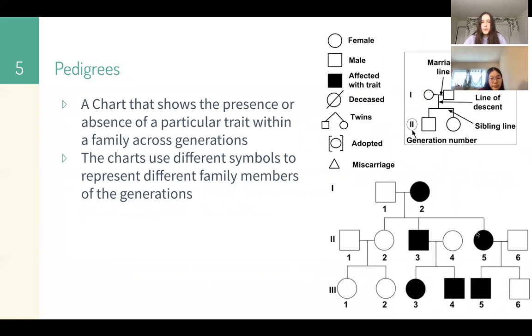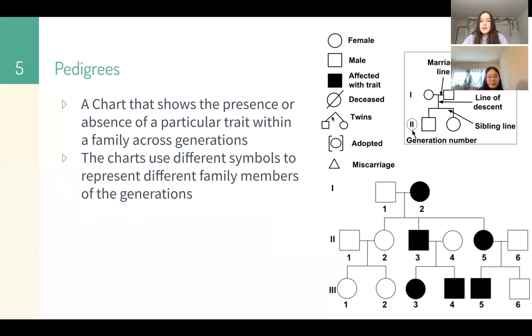Okay, so now we're going to go over pedigree charts. So pedigrees are a chart that shows the presence or absence of a particular trait within a family across generations. And they use different symbols to represent different family members of the generation. So in the picture on the right, you can see circle is a female, square is a male. The filled in square means that the person is affected with a trait. The cross through the circle means that person is deceased.